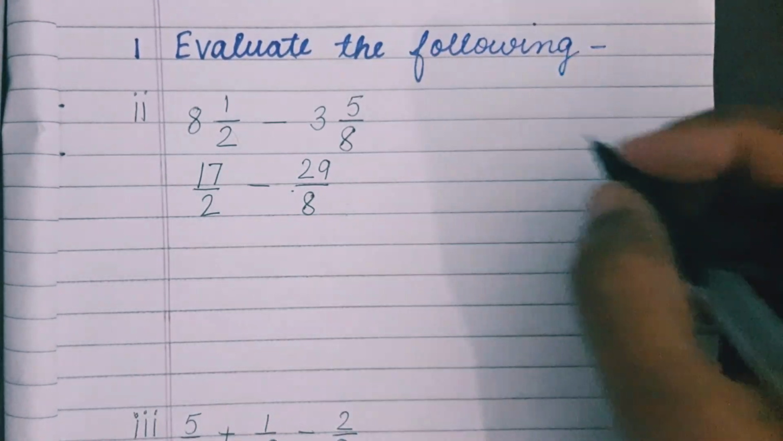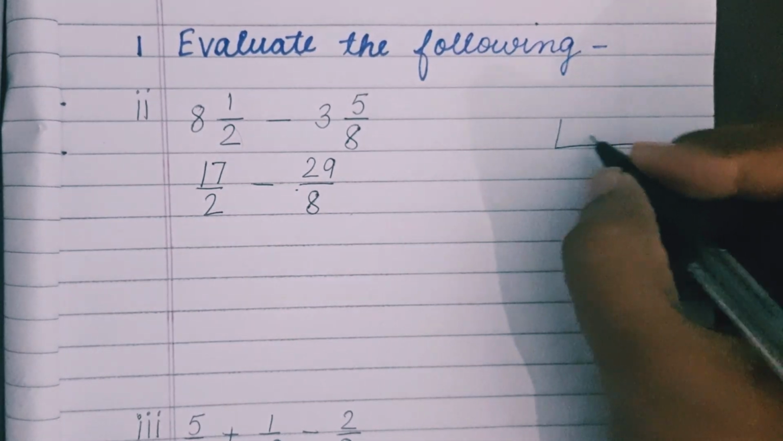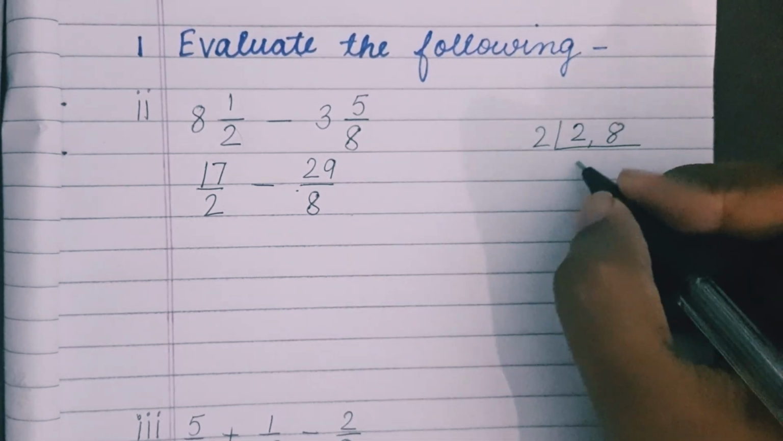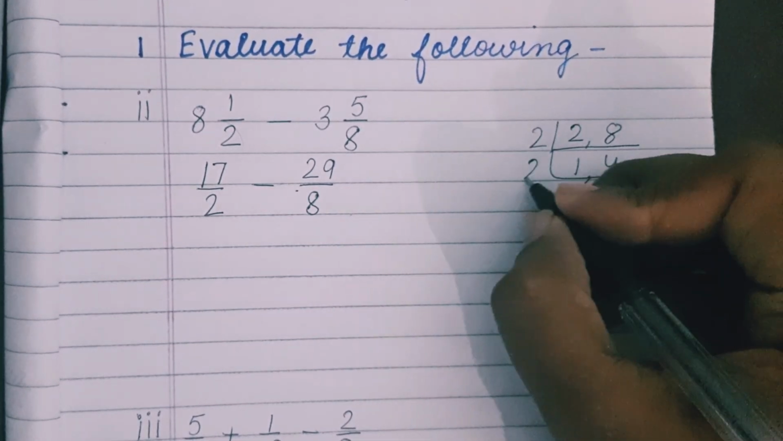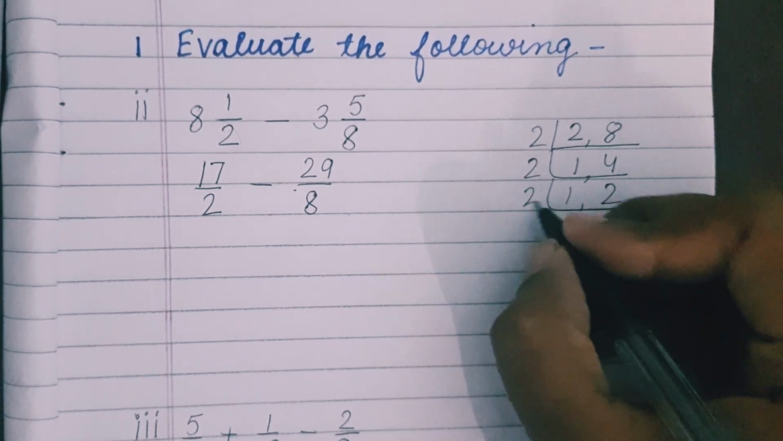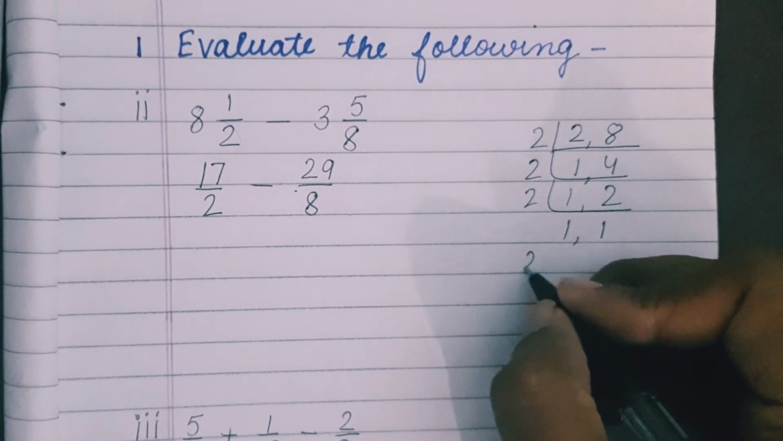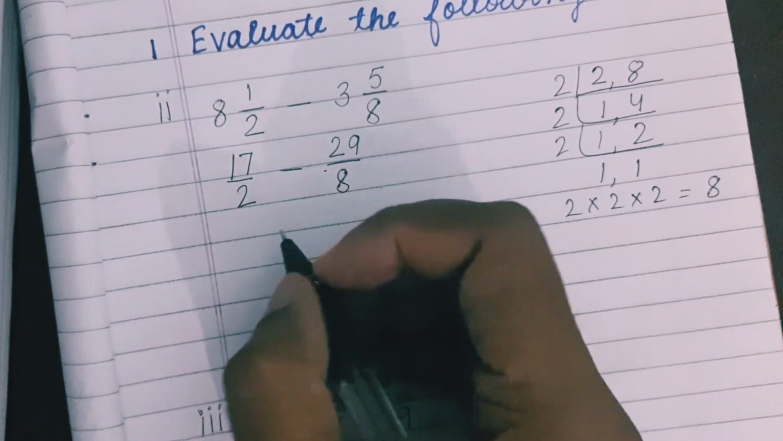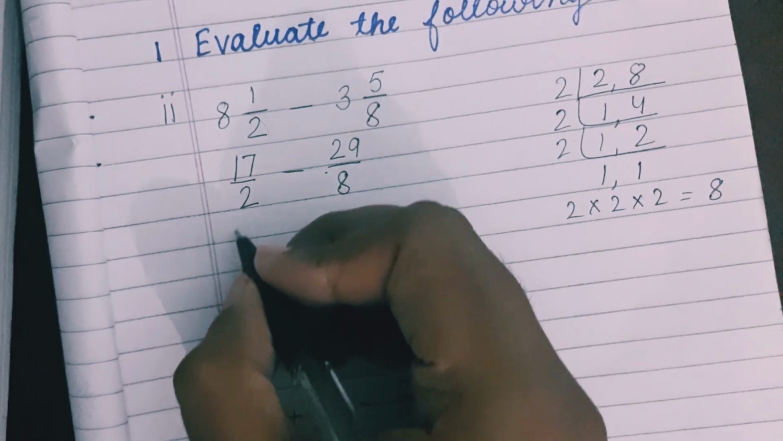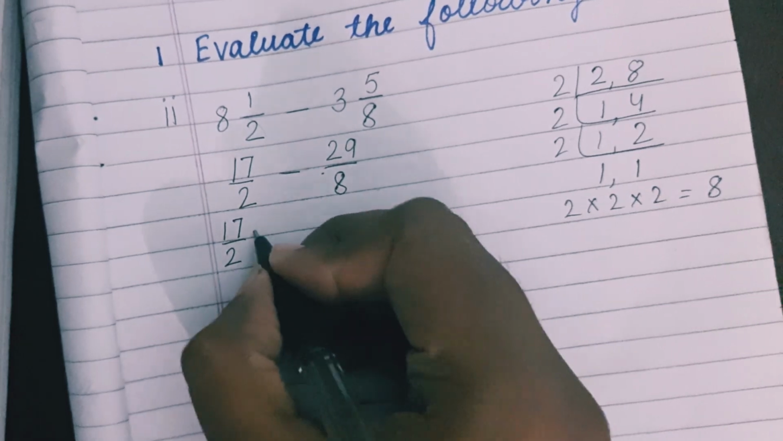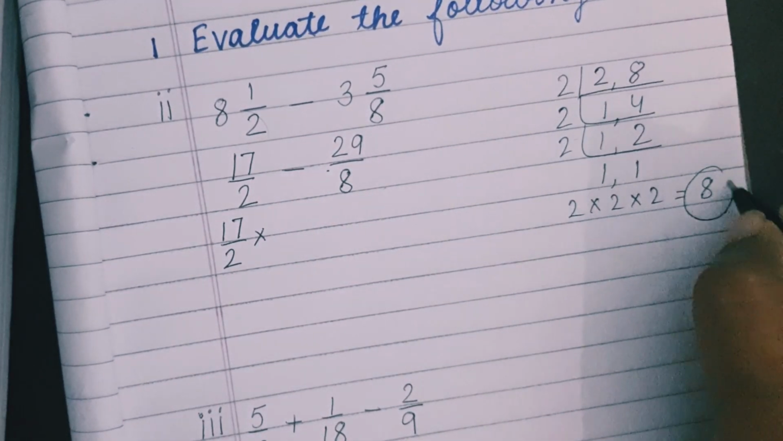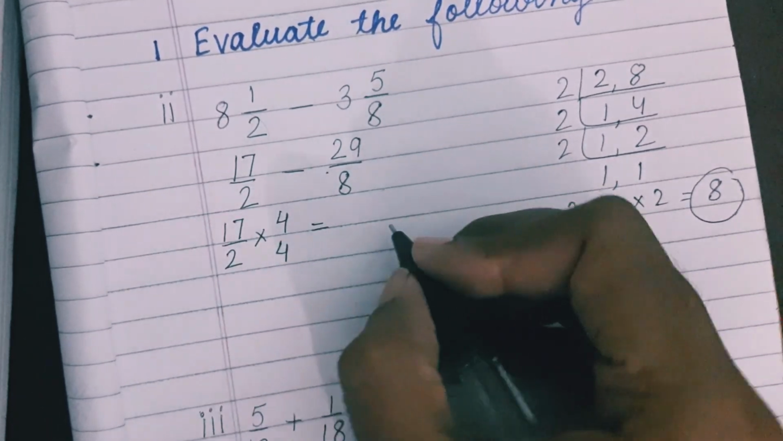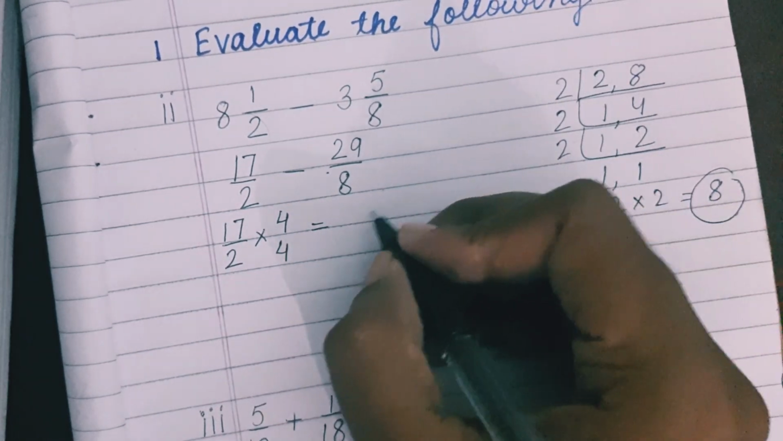Now here you can see the denominator is different, so we will take out the LCM of 8 and 2. When you take out the LCM, 2 1s are 2 and 2 4s are 8, again here 1 and 2, here again 2 and 1. LCM will be 2 into 2 into 2, that is equal to 8. Now both the fractions you have to change into the same denominator. So 17 upon 2, into what will it be multiplied, the LCM will come, so 17 into 4, and upside also 17 into 4.